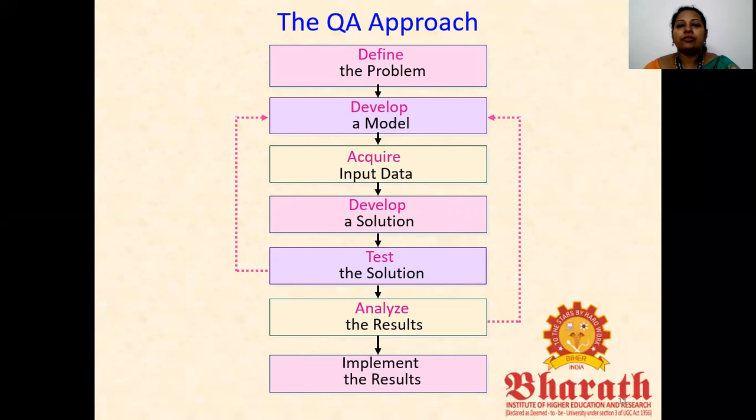After developing a model, we can acquire the input data. Based on the input data, we may develop a solution. After that, we have to test the solution, whether that solution is the best solution or whether it gives an optimum solution. After testing the solution, we have to analyze the results, whether the results give the maximum profit or minimum cost. Then once the result is the best result, we have to implement the results, whether it is for a factory or wherever we need, we can implement the results.